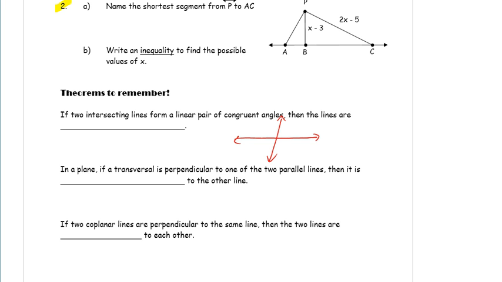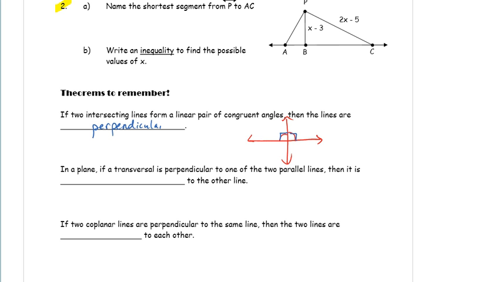Oops, I want to draw that a little bit better. It doesn't look exactly like it should. Let's draw it straighter. There you go. If they form a linear pair of congruent angles, we know that these two angles have to be congruent to each other. The only way that they can add up to 180 and be congruent to each other is if they're 90. So basically we know that those lines are perpendicular.